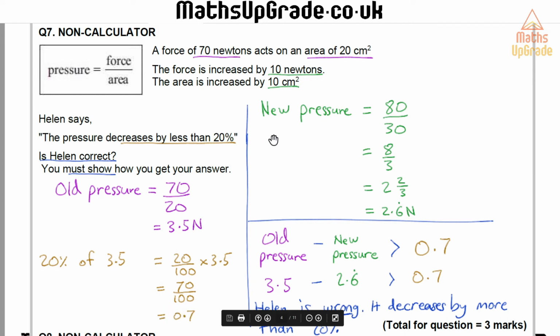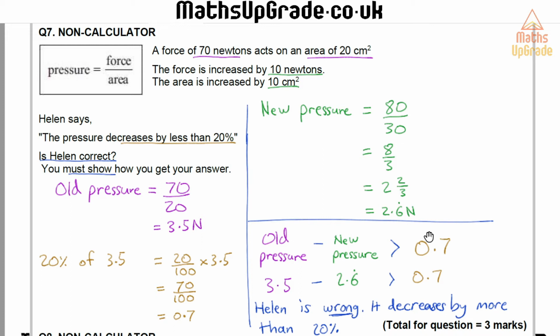Now, she says that the force is increased by 10 newtons. So that means 70 plus 10 would be 80. The area is increased by 10 centimeters squared. So 20 plus 10 would be 30. So here's the new pressure, 80 divided by 30. So that's the same as 8 over 3 by cancelling a factor of 10 on top and bottom. 8 over 3 as a mixed number is 2 2/3. 2 2/3, you should know this, is the same as 2.6 recurring as a decimal. So 2.66666.